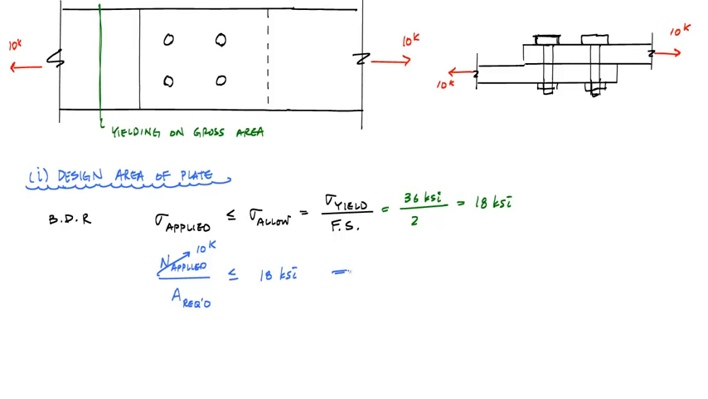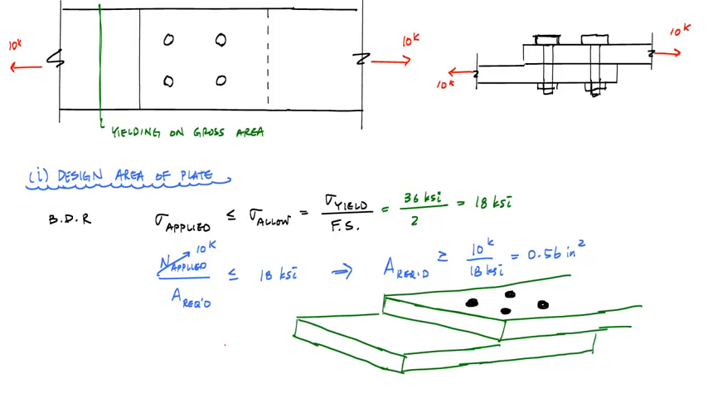So in this case, the area required is greater than or equal to 10 kips divided by 18 KSI, which is 0.56 inches squared. And that means that whatever cross-sectional area I choose, I have to have an area that's greater than or equal to 0.56 inches squared.